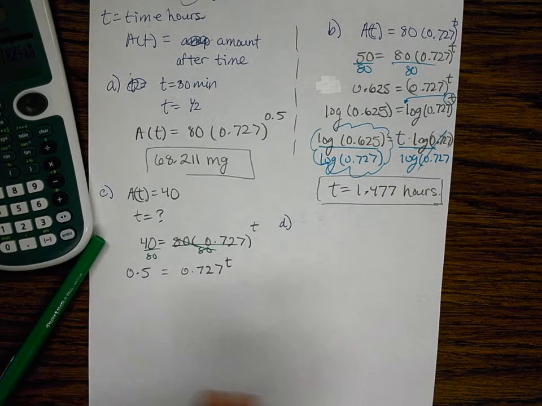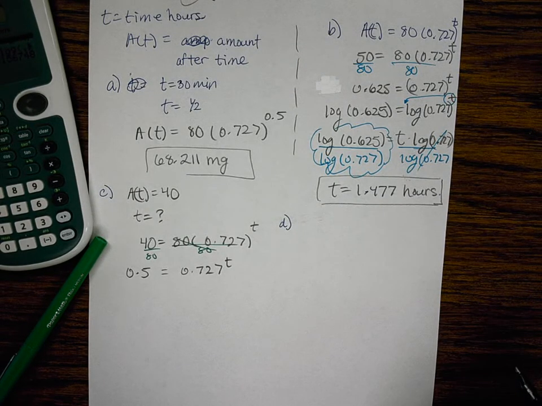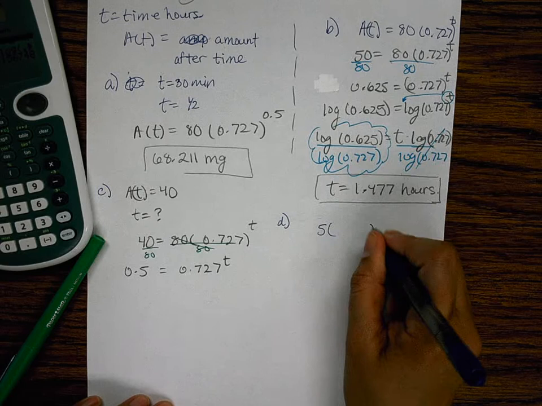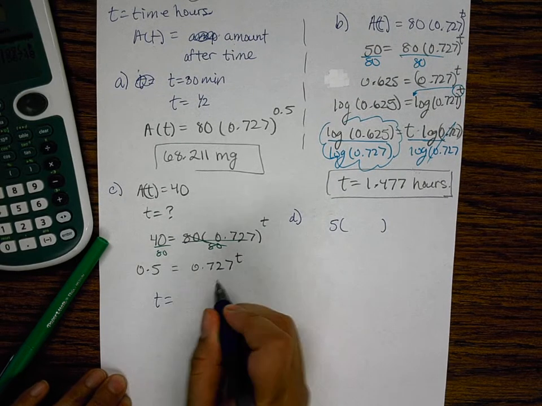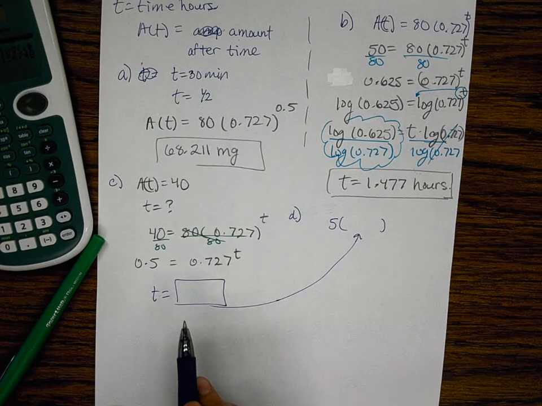Part D says, pharmacists and anesthesiologists multiply a medication's half-life by 5 to estimate when a medication is cleared from a patient's bloodstream. To the nearest minute, how long does it take a patient to eliminate all of the anesthetic? So they multiply the half-life by 5. So what you're going to do is take 5 times your answer from here. Once you get that done and you get your answer, that's what you're going to plug in there. 5 times your answer from part C.